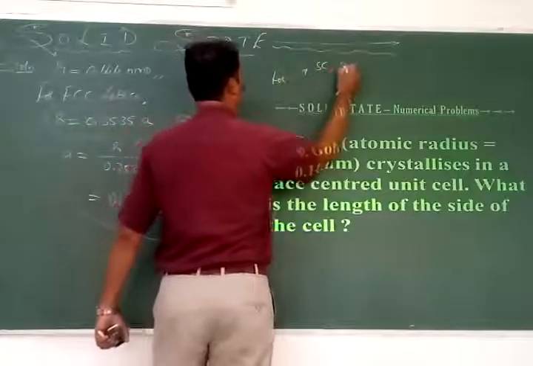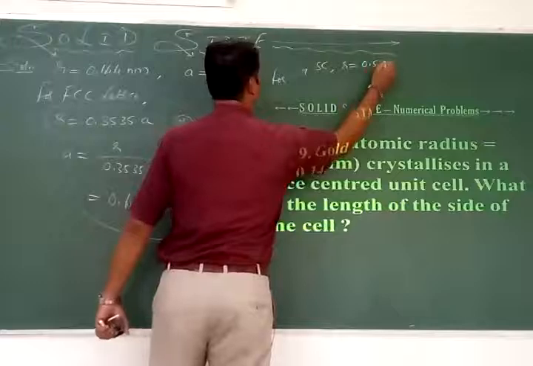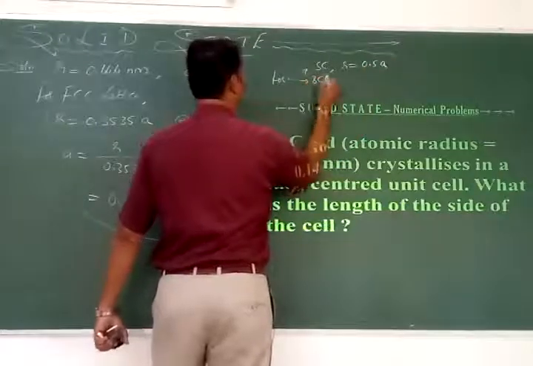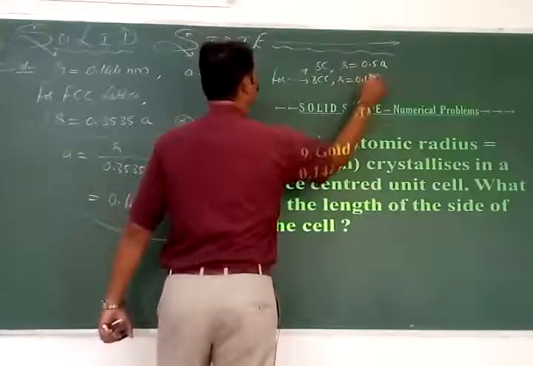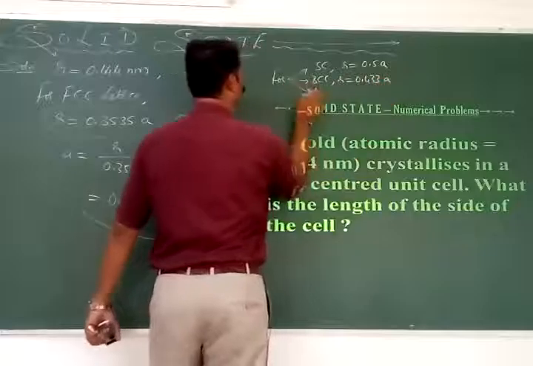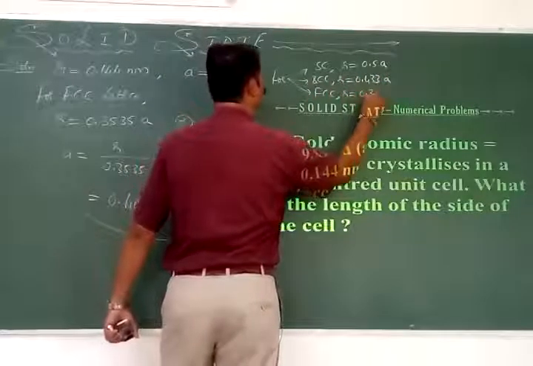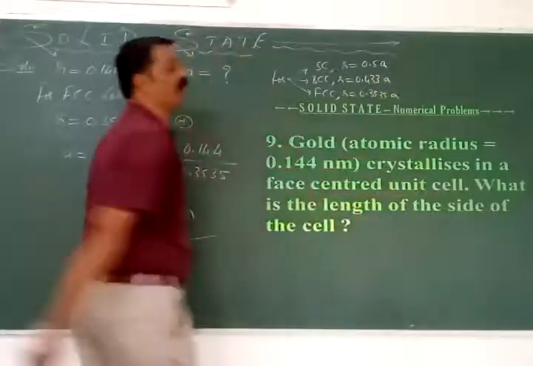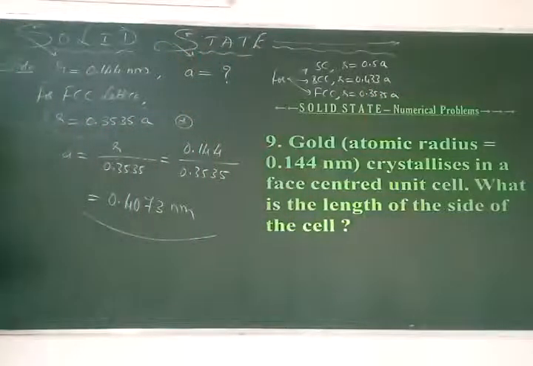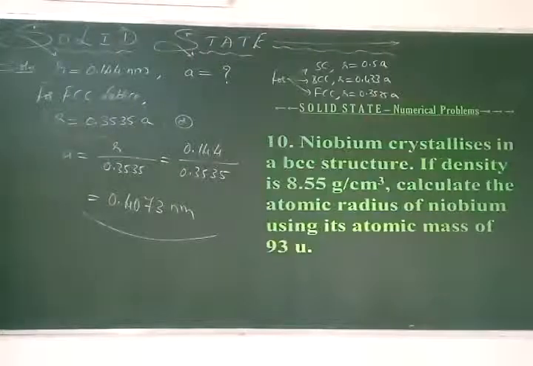So this you have to remember very carefully, because for SC, R is equal to 0.5 times the A. For BCC, R is equal to 0.433 into A. For FCC or HCP or whatever it may be, R is equal to 0.3535 times the A. That you have to remember first. Okay. Let's move on to the 10th now.